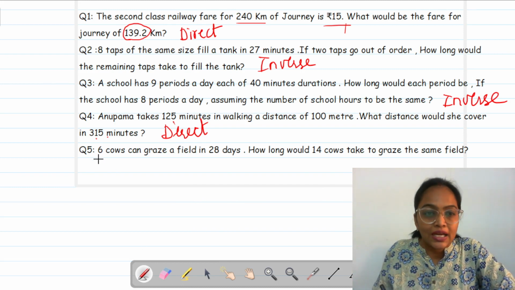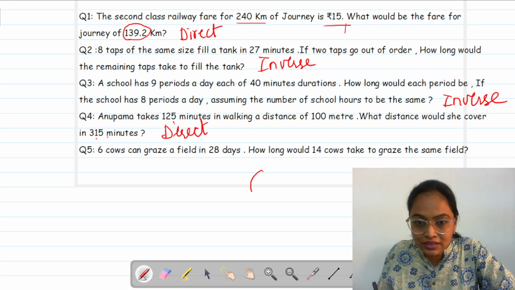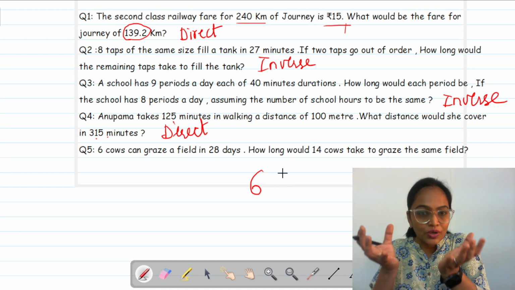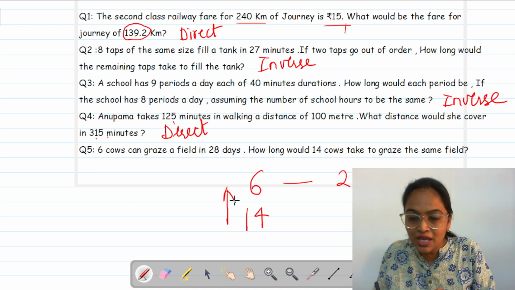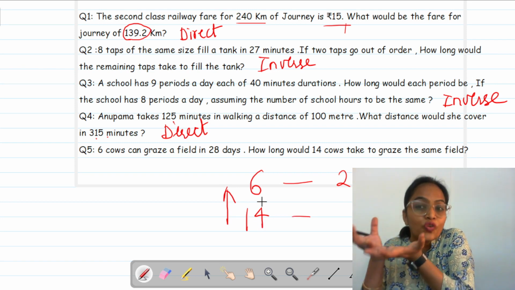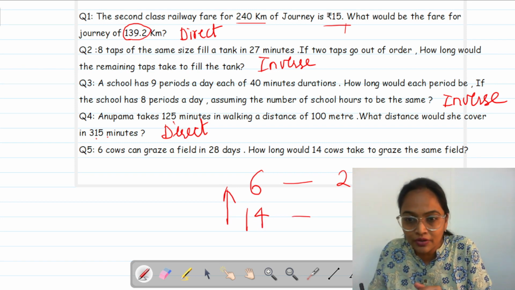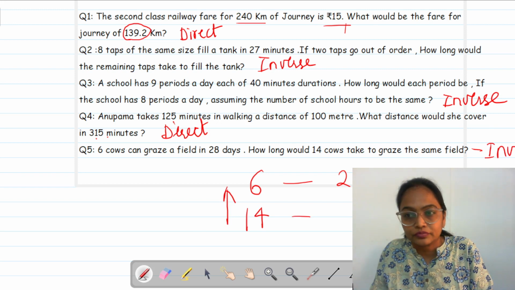Okay, now another question. 6 cows can graze a field in 28 days. How long would 14 cows take to graze the same field? Now, 6 cows can eat the grass over the field in 28 days. If there are 14 cows, that is, the number of cows is increasing, definitely the time will decrease, because more cows will eat faster, so the time taken will be less. So one is increasing, the other is decreasing. This is the case of inverse variation. Understood?